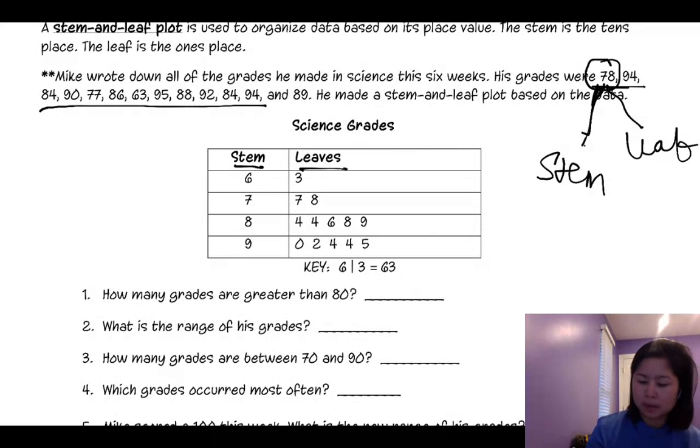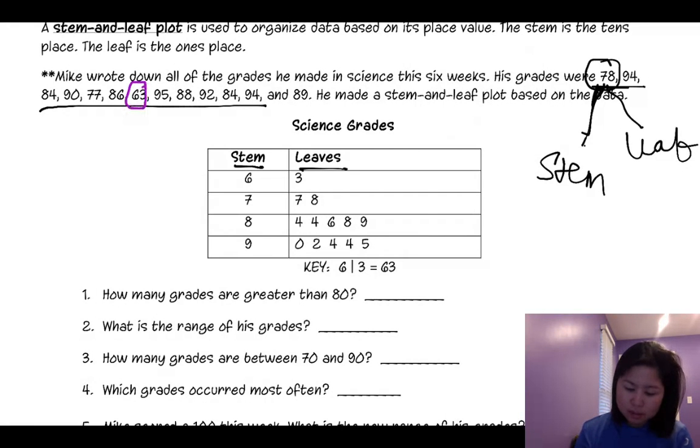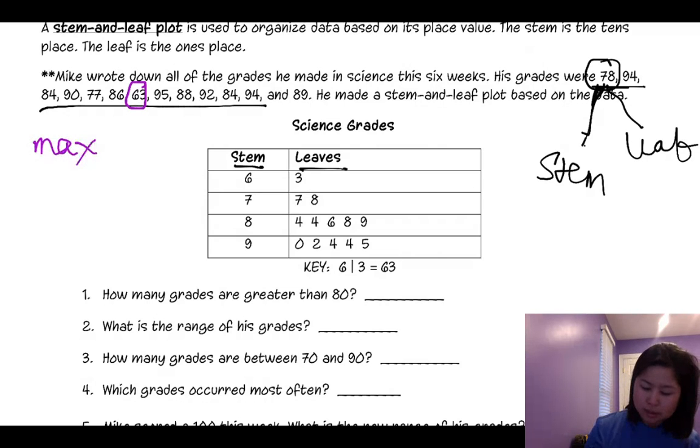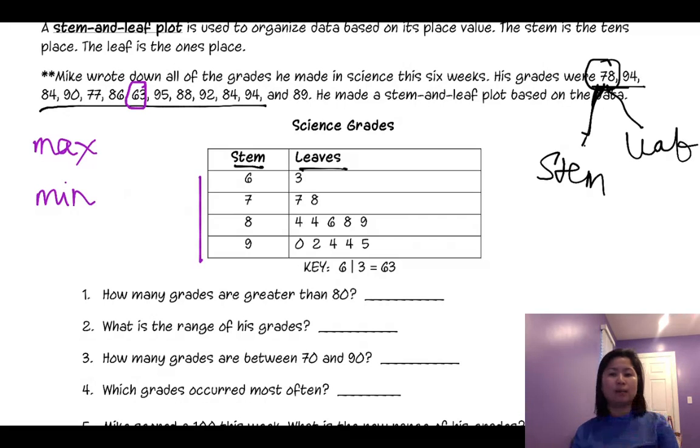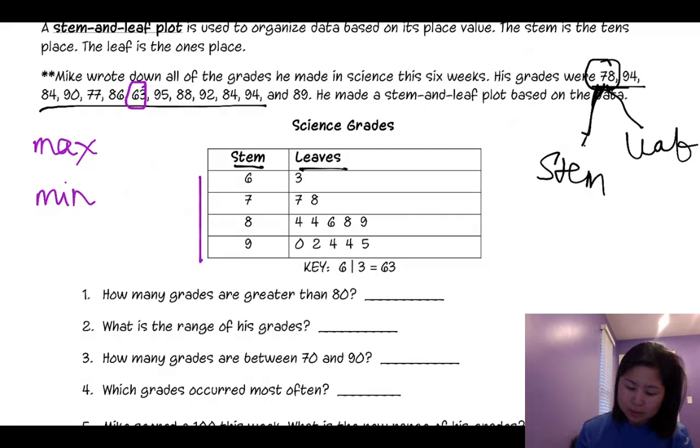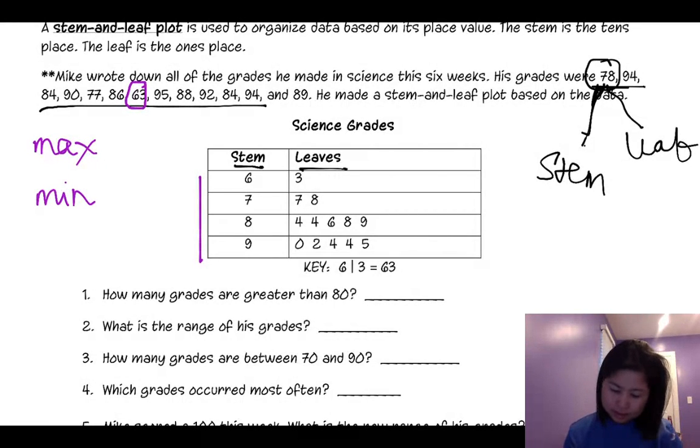Okay, so when I look at this one, I'm seeing his scores go 78. So I'm looking for the lowest score, which is 63. So how do I construct this? I'm going to look for the maximum value. Then I'm also going to look for the minimum value from the list. And that's how I decide how many rows I should have for my table. So the lowest one is 63 and the highest one is 95. Okay, so for the stem, the lowest tens digit that I'm looking for is 6. So that's how I start with 6.